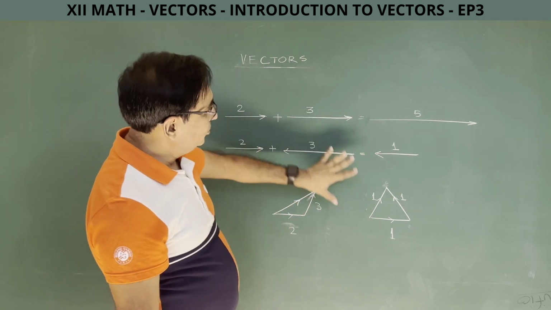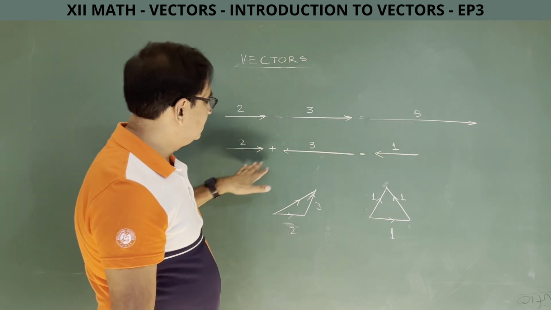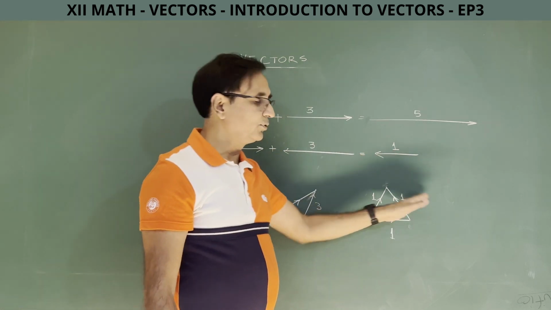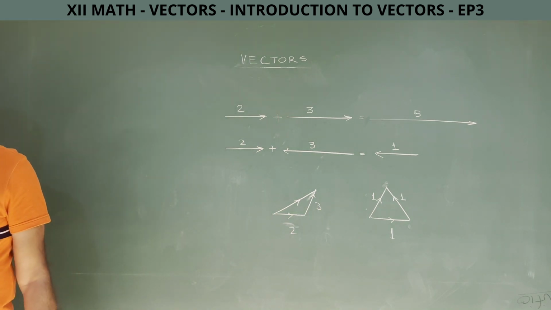So, I took 3 cases: when vectors are in the same direction, when vectors are in the opposite direction, and the sum of 2 unit vectors. Can it also be a unit vector? The answer is yes. Alright.